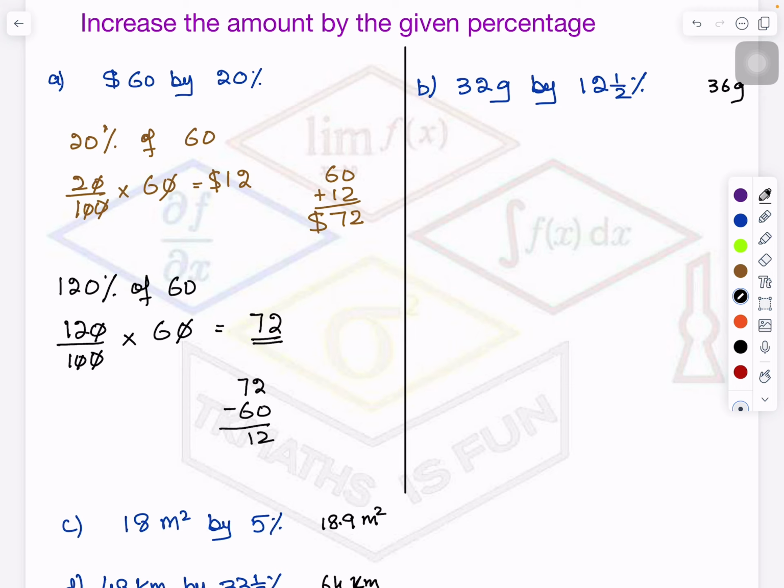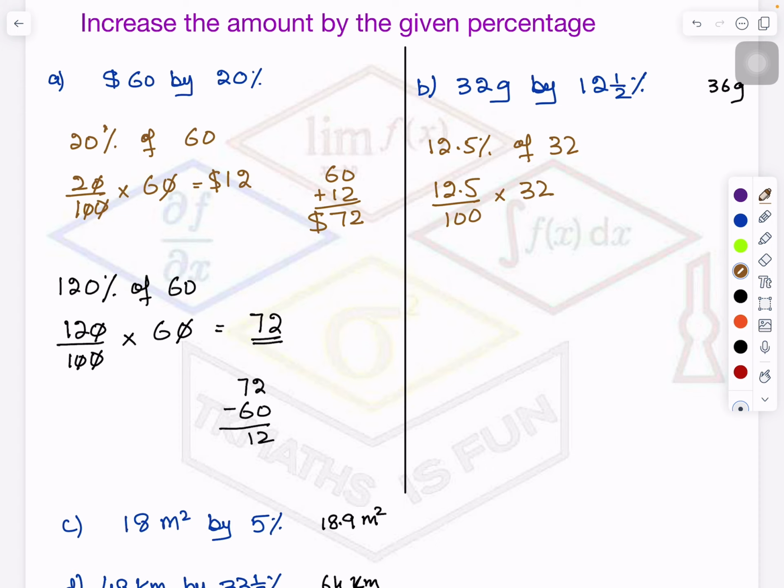Now this is in fractional form. So how do we handle this type of thing? I told you in the last video there are certain fractions which are easy to figure out. In this case 12.5%. So half is what? 0.5. So it is 12.5% of 32. Now 32 gram could be anything. So I am increasing it by 12.5%. So what is the technique? 12.5 divided by 100 into 32.